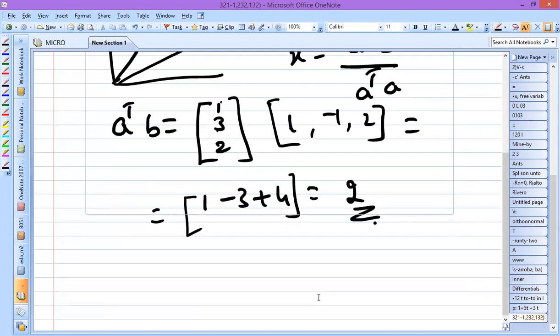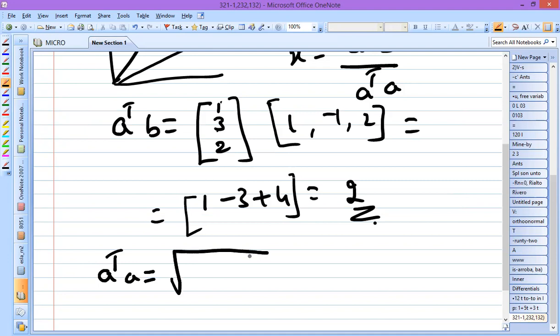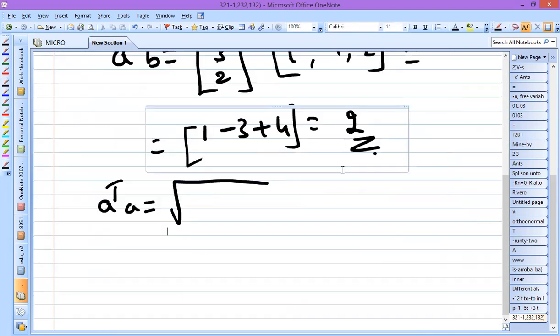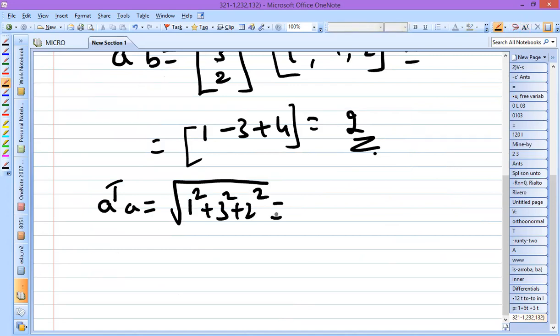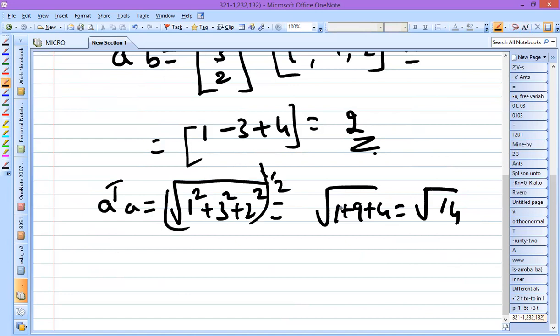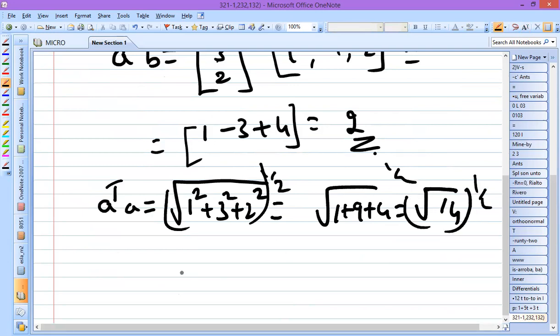Similarly, next in the denominator, we have A transpose A. A transpose A is nothing but the length of the matrix A. Here that is obtained as the square root of the A elements 1, 3, 2. So 1 square plus 3 square plus 2 square, that is 1 plus 9 plus 4, which is equal to 14. To the power 1 by 2 we will have. So here this is simply 14.